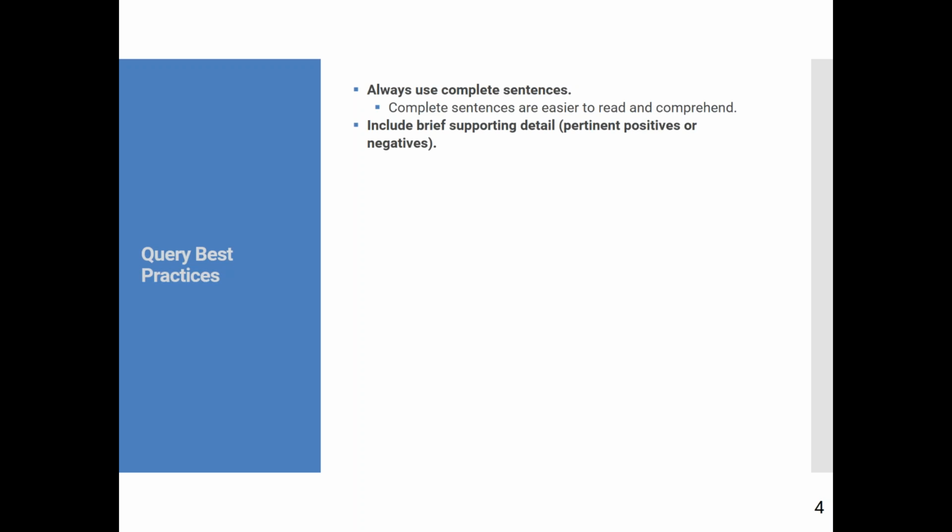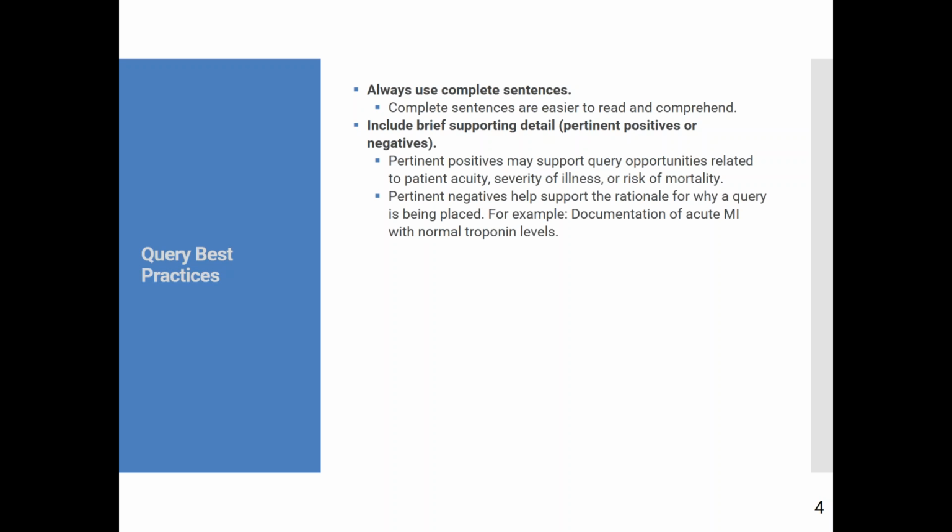Some of the mistakes I've seen in the past is when querying for, say, sepsis, you'd only include the evidence that supports sepsis, but you also want to include things that would maybe go against that diagnosis. Like, for example, if the blood cultures were negative, you also want to include that so you give the full picture of what question you're asking. The pertinent positives may support query opportunities related to patient acuity, severity of illness, or risk of mortality. And the negatives help support the rationale for why a query is being placed.